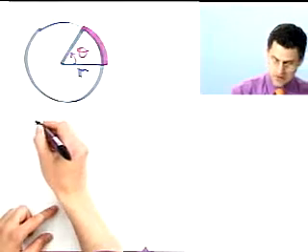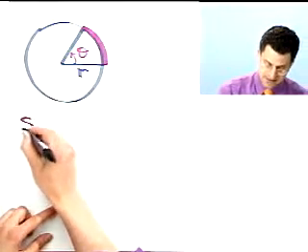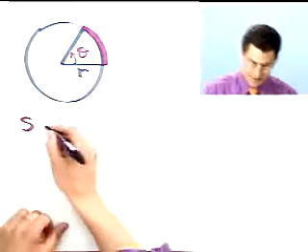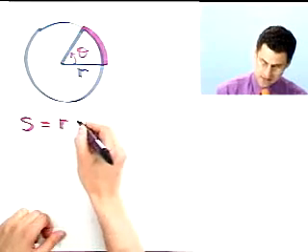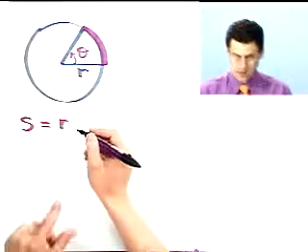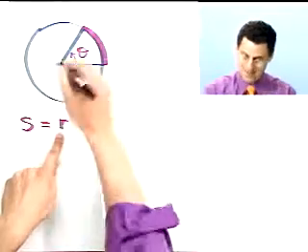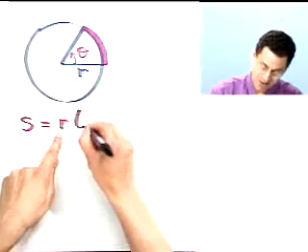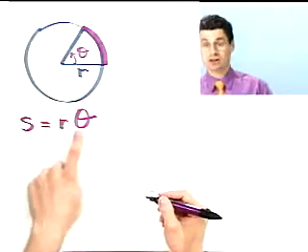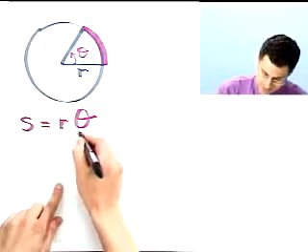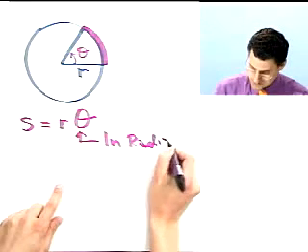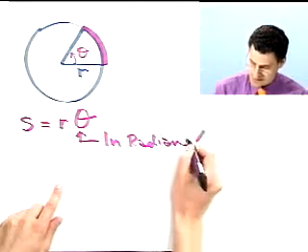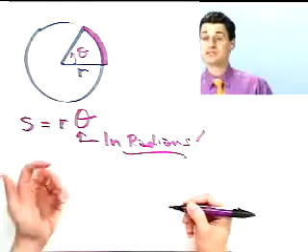So the arc length, which is sometimes referred to as S, don't ask me why, is equal to the radius, measured in whatever units, multiplied by theta, the angle measured in radians. So this is in radians. This will not work if you're using degrees. So it's a very simple formula.